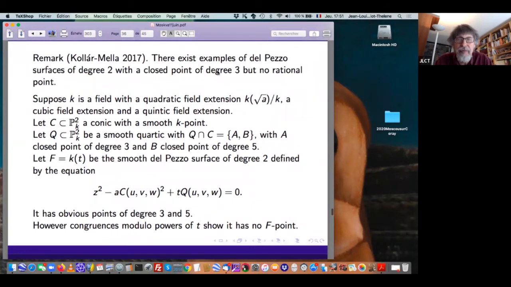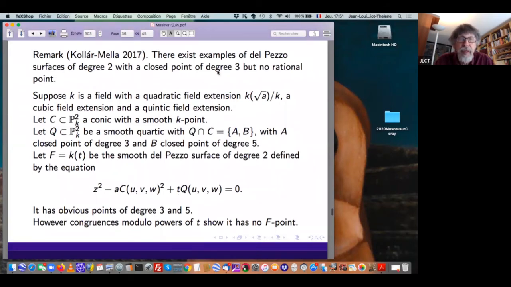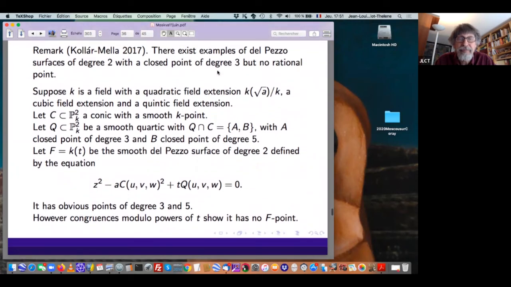So you do have examples where this 3 cannot be avoided. Very sad. All the more so as the problem doesn't arise for del Pezzo surfaces of degree 1, because for those you all know that there's a rational point. Okay.